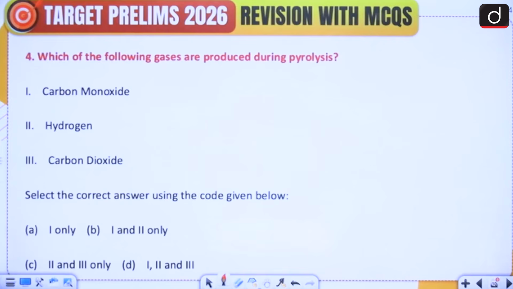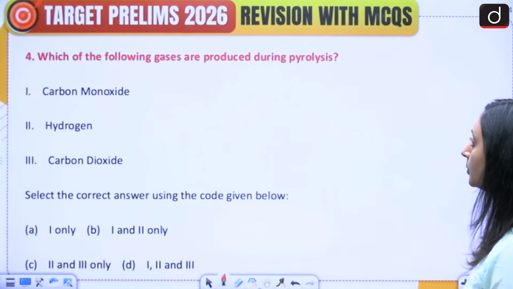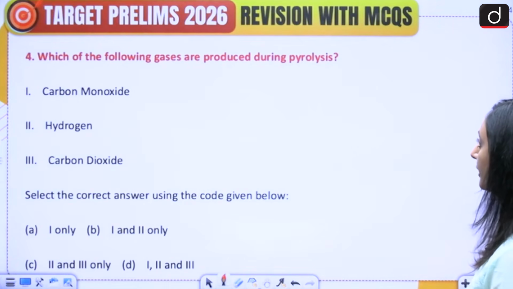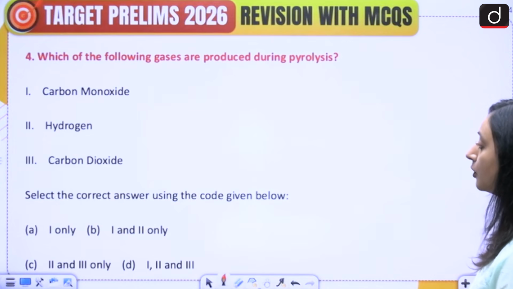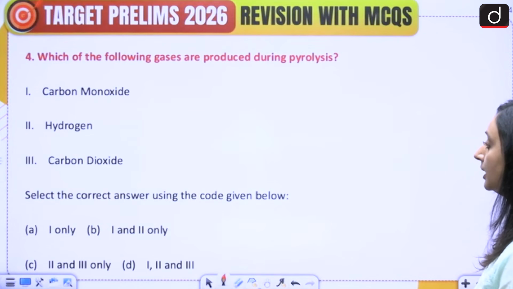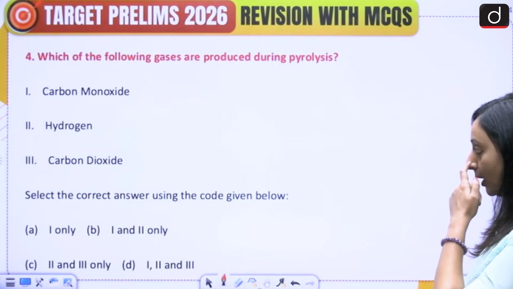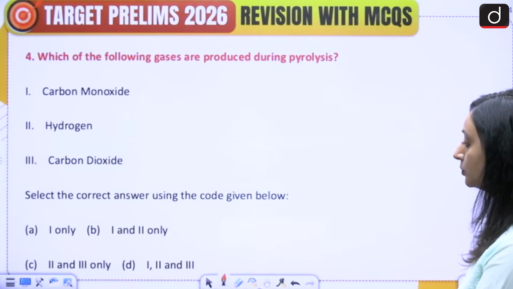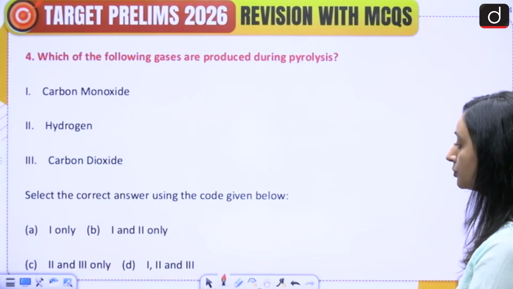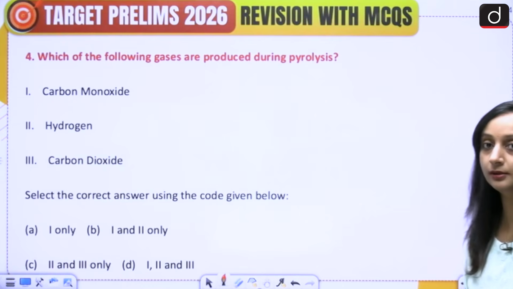Moving on to question number 4. Which of the following gases are produced during pyrolysis? 1. Carbon monoxide, 2. Hydrogen, 3. Carbon dioxide. Select the correct answer using the code given below. A: 1 only, B: 1 and 2 only, C: 2 and 3 only, or D: 1, 2 and 3. Please attempt this question.